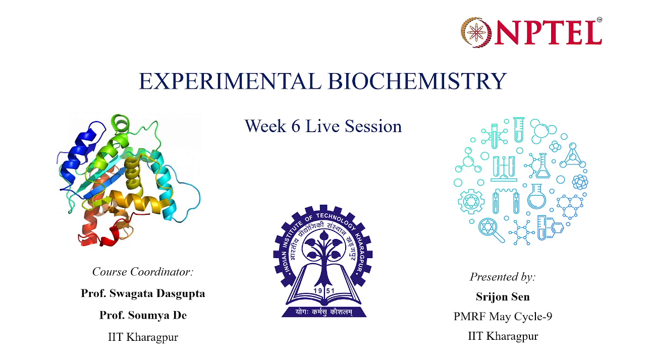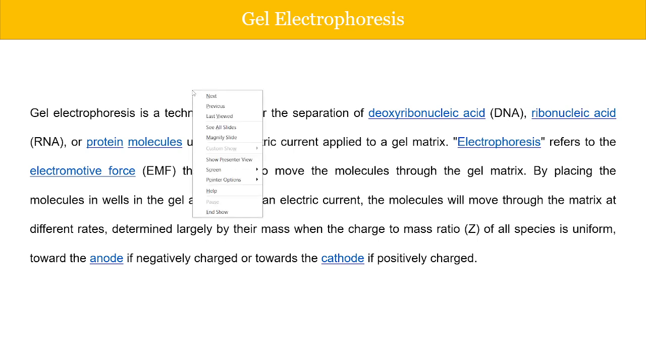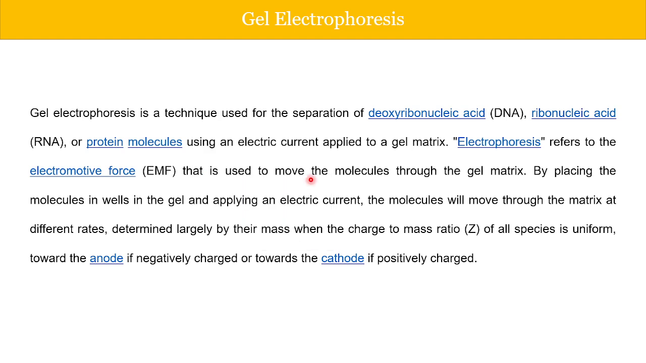So let us first introduce to you what gel electrophoresis is. Gel electrophoresis is a technique used for the separation of DNA, RNA, and protein molecules using electric current applied across a gel matrix. From the term electrophoresis, you can already understand that it refers to the electromotive force, or the EMF, for the movement of the molecules across the gel matrix.